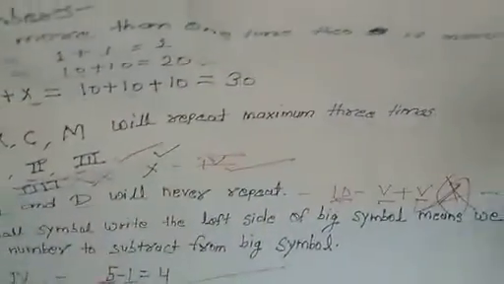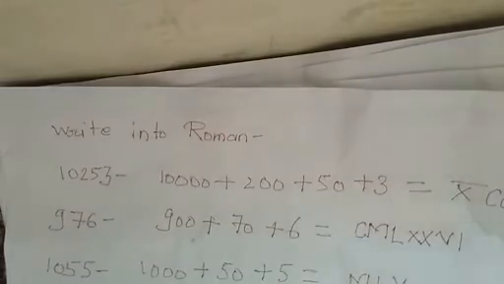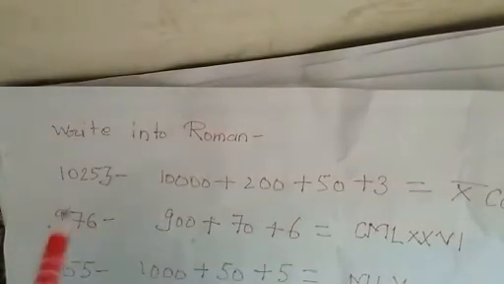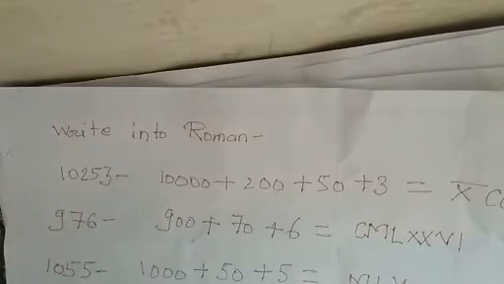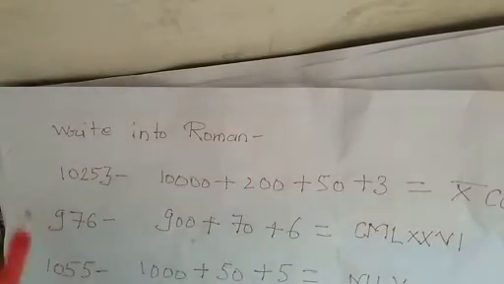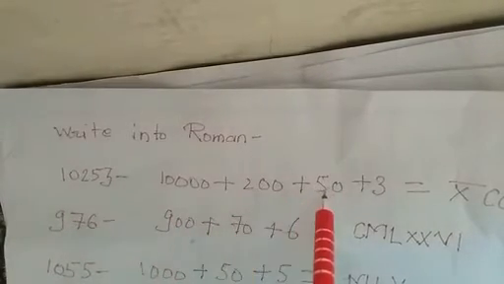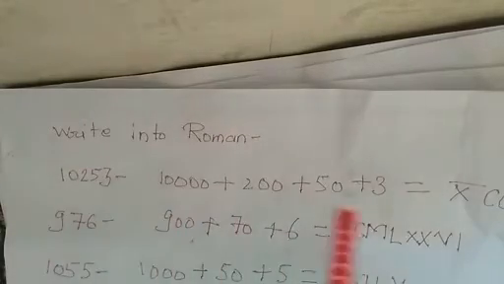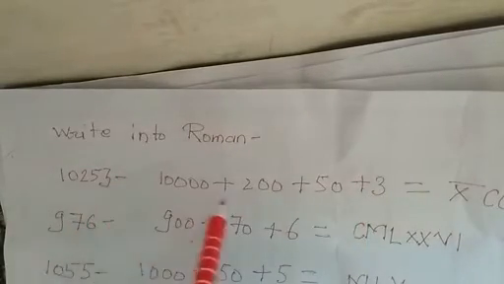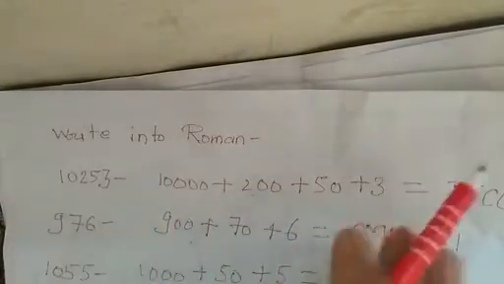Next, I am giving you some examples, and I also want to tell you how you will convert into Roman numbers. Suppose what is the Roman number of 10,253? Before that, I told you to write it in the expanded form. So how? 10,000 plus 200 plus 50 plus 3. It is the same. We write it in this form or this form. These both are the same. Okay.